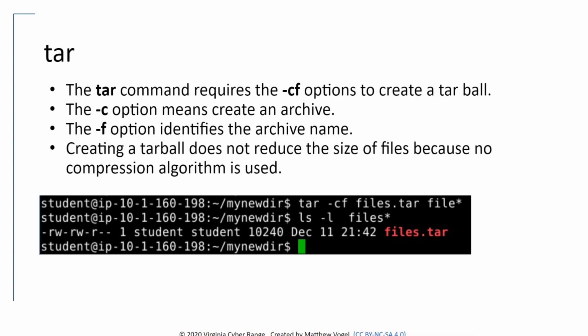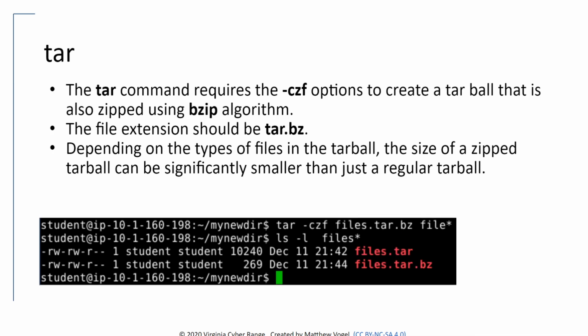Okay, and then once that is complete, you do your ls -l on files with an asterisk. It will tell you here in this example that files.tar is the only one you have. So it did successfully do that. Okay. All right, so another example.